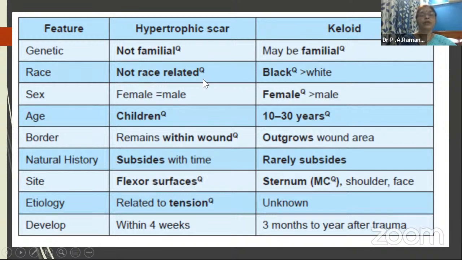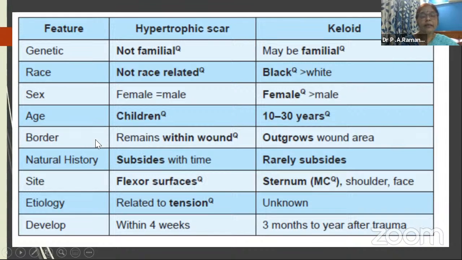Or if there is any infection. Keloid is familial. It is not related to race. It is only the wound conditions that produce this. This is more common in blacks, and the hypertrophied scar is equal in male and female, while females have more keloids than males. Then children may also get it. This is in the 10 to 30 years age group.